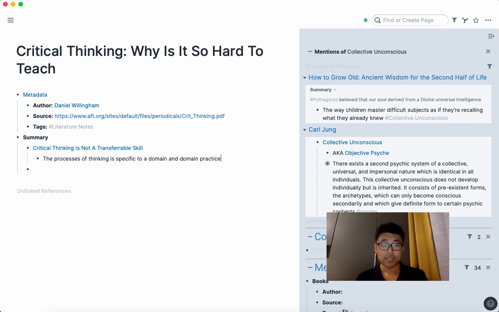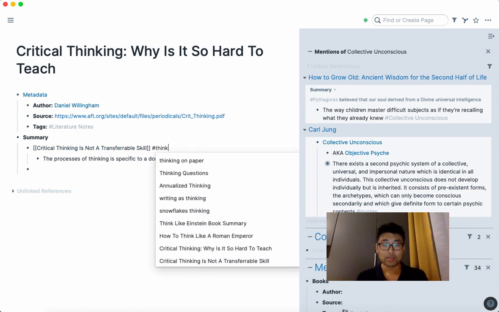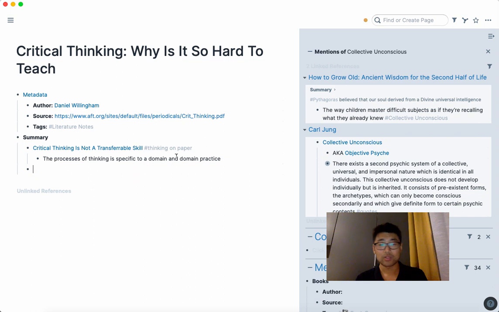So then I can also link this to other things on thinking, like thinking on paper and thinking questions. In this case, critical thinking is not... so maybe I'll relate that to thinking on paper, because when we're writing notes and taking notes from books, we want to practice an ability to think critically about the information that we're reading. And so that means that if we're developing this skill specific to reading, then our ability to think critically when it comes to note-taking may not transfer to other areas.